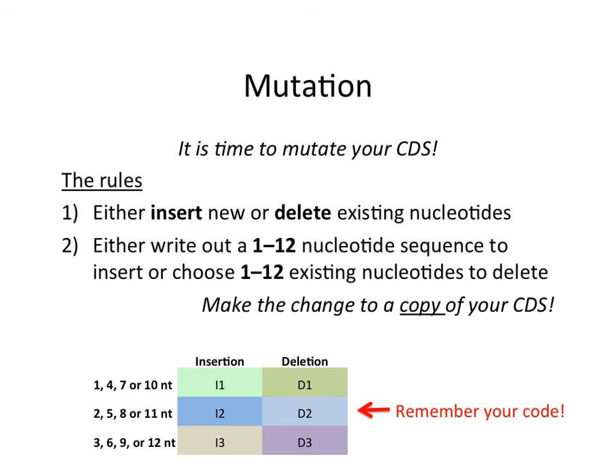And then if you're doing 1, 4, or 7 nucleotides, that makes you a 1. If you're deleting or inserting 2, 5, 8, or 11 nucleotides, you're a 2, and so forth. So everybody figure out which code you are. We're going to get into groups. So I'm going to ask I1s, D1s to go in different parts of the room. So figure out which of these you're going to be.